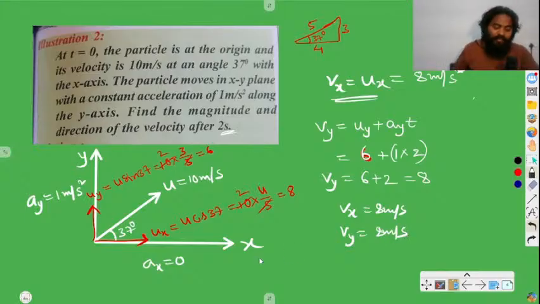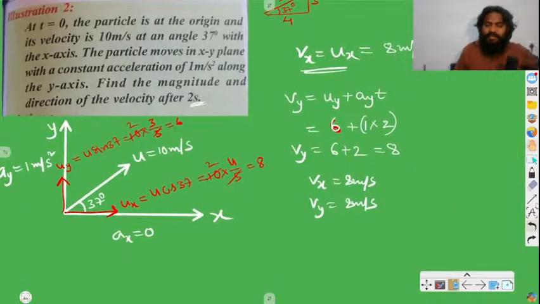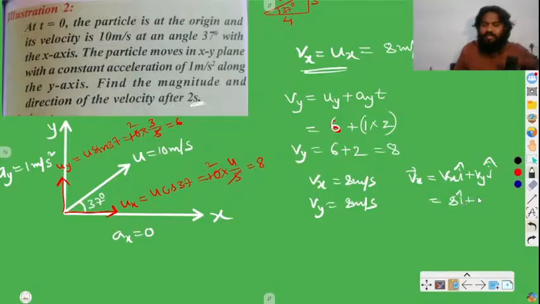Now if I want to find out velocity, if I want to find out the velocity vector, what is the velocity vector? V is equal to Vx i cap plus Vy j cap, right? Velocity vector is equal to Vx i cap plus Vy j cap, means that is equal to 8 i cap plus 8 j cap, right?